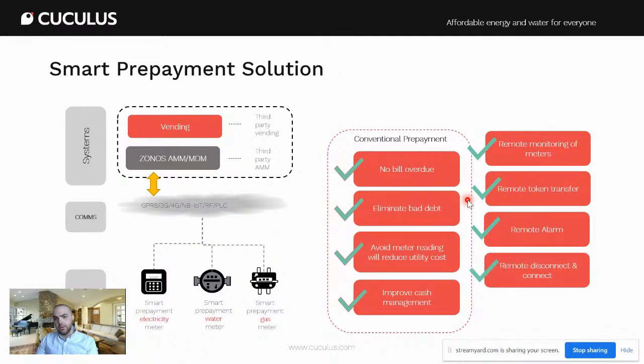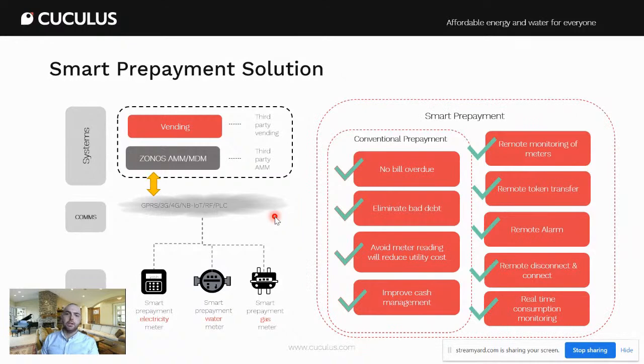Then we will have the full control. With a smart prepayment solution, we will have the full control of the device in the field. We can disconnect and connect these devices or the meters. In the end, we can also monitor the customer consumption behavior in a real-time status, because now we can check the meters anytime. We can recall data. The meters will push data to the system and create reports and everything necessary to follow up this consumption. All these benefits together represent the total solution of smart prepayment solution. Okay.